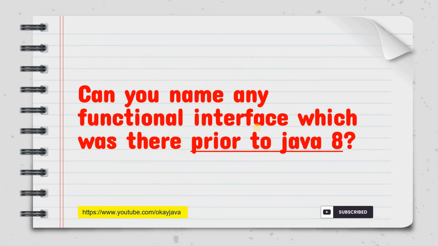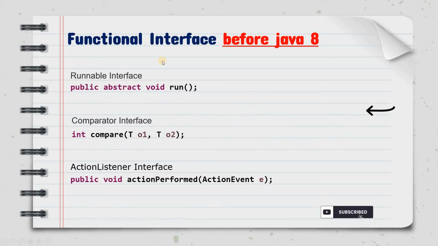So the question is here on your screen. Interviewer may ask, can you please name any functional interface which was there prior to Java 8? Now, if you guys remember, we have discussed in the prior videos that functional interface was introduced in Java 8 as part of Java 8 release, right? But the question here says, can you please name any functional interface which was there prior to Java 8? All right. So the answer is here. Yes, there are few functional interface available in Java prior to Java 8 itself.